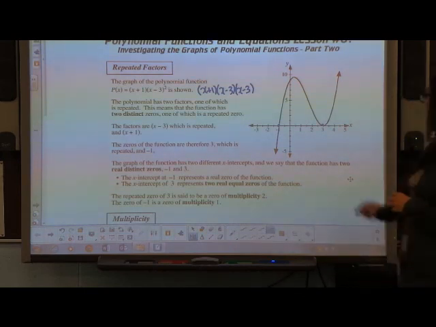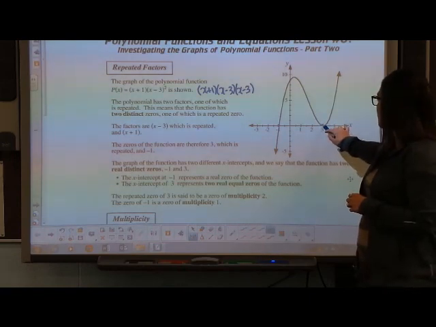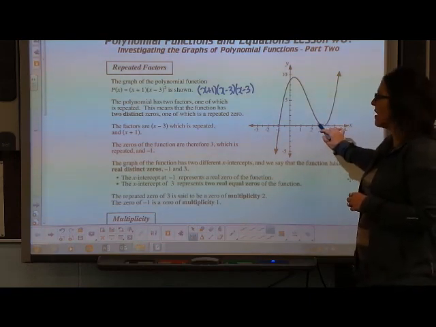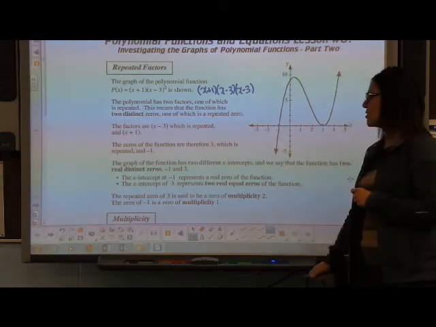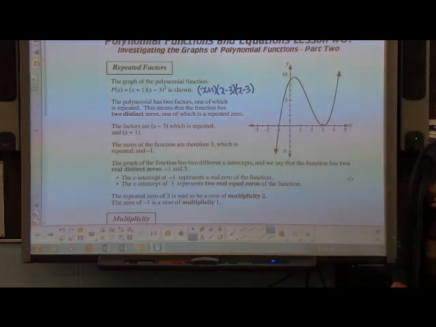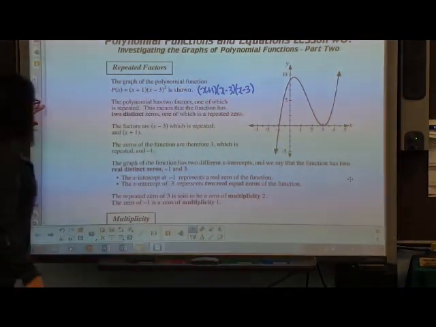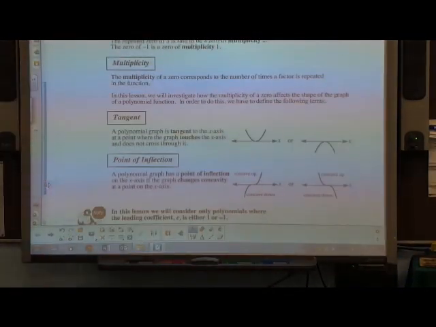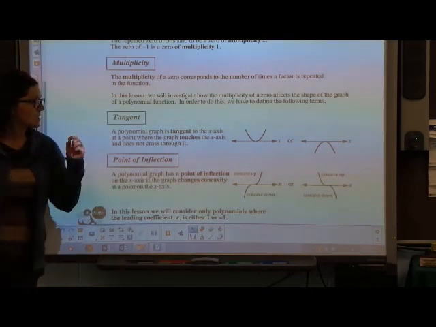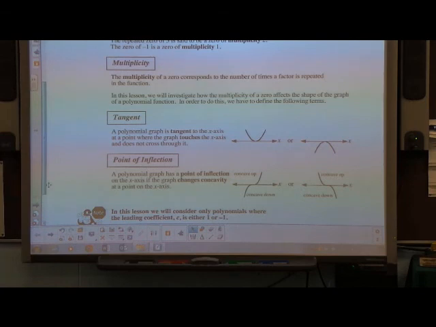At 3, we say we have a multiplicity of 2 because it occurs twice. And at -1, we have a multiplicity of 1. So if we look at the definition of a multiplicity, the multiplicity of the zero refers to the number of times that the factor is repeated in the function. What we're going to look at is how the multiplicity of the zero affects the shape of the graph. So we need to define a couple of terms.